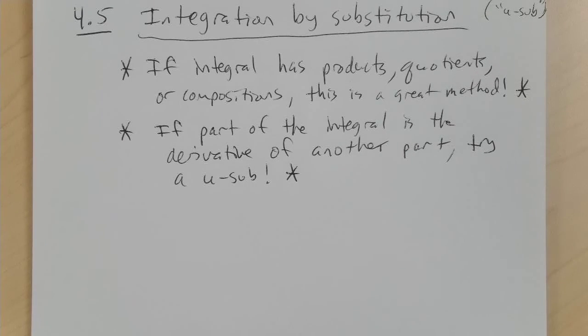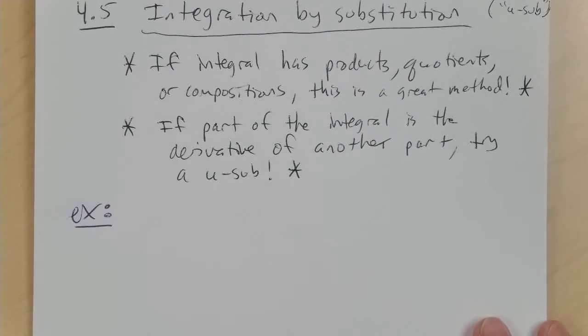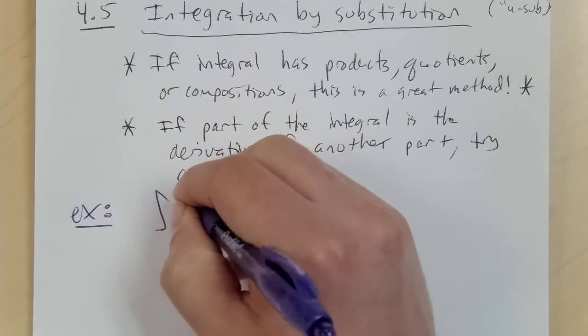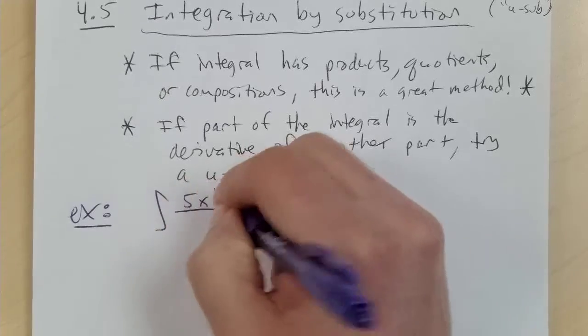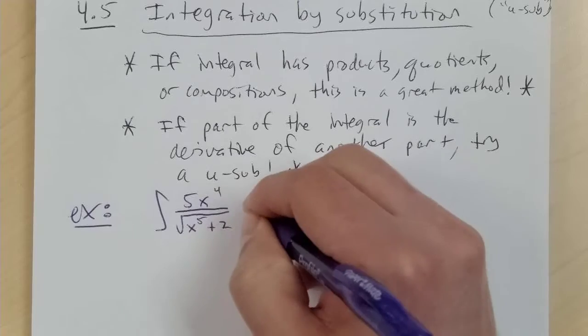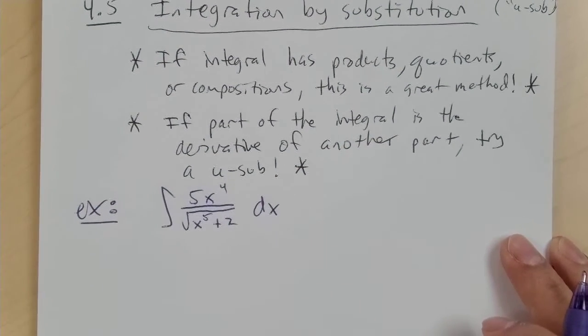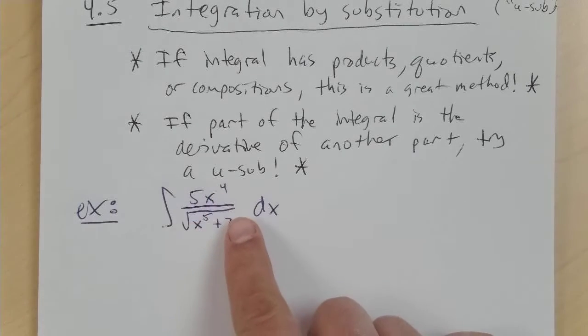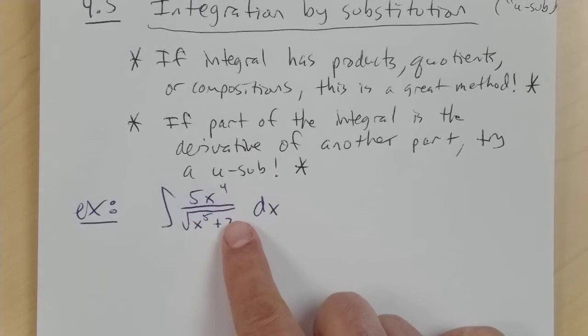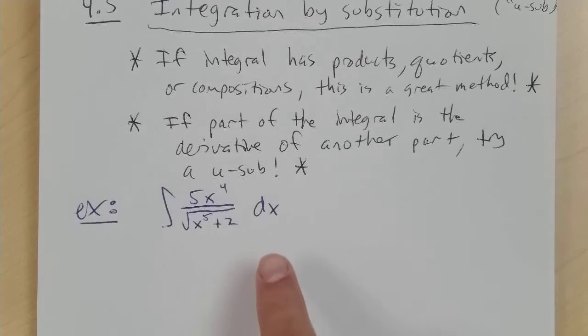Okay, so let's do 3 examples to kind of introduce what's going on here. Let's say we have the integral of 5x to the 4 over the square root of x to the 5th plus 2 dx. Okay, so far, our approach has been find the antiderivative, right? Work backwards. Looking at this, I would guess that you don't know what the antiderivative is. This is a pretty complicated looking function, okay?